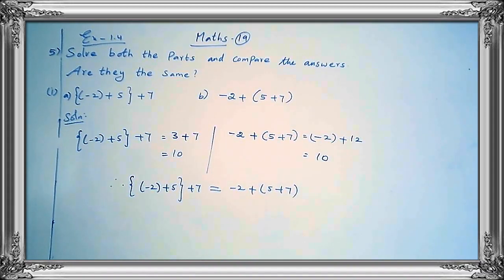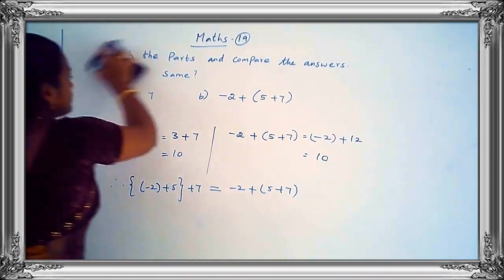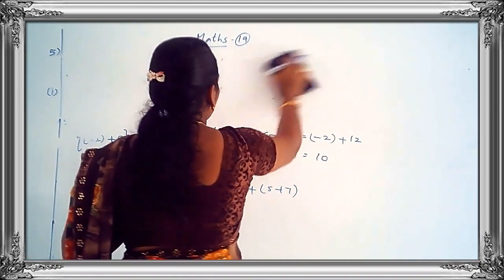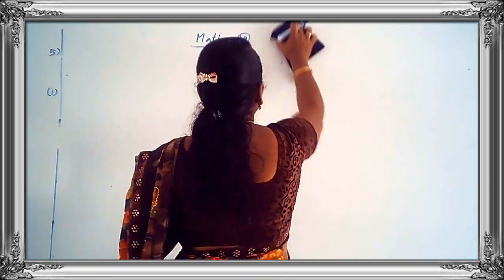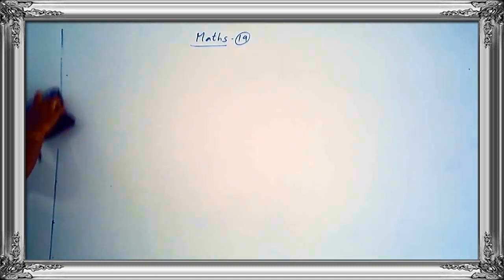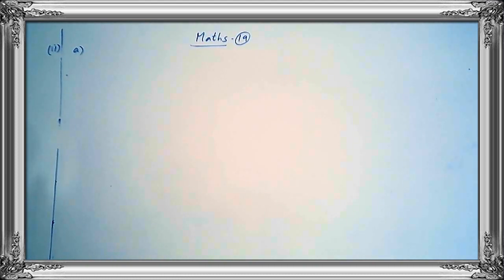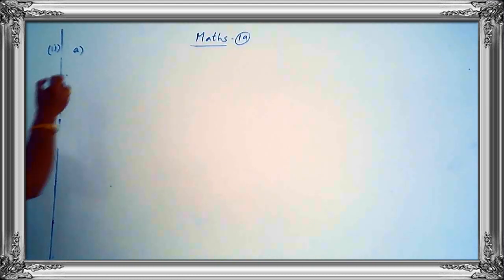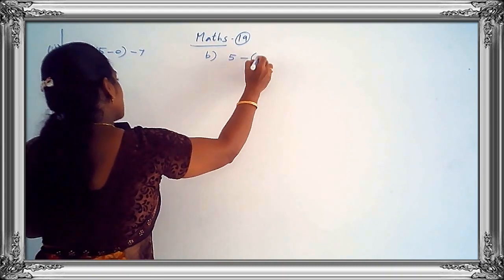Have you finished? Yes? Okay. Now the next question. In the fifth question, second one, A part is 5 minus 0 minus 7 and B part is 5 minus 0 minus 7.